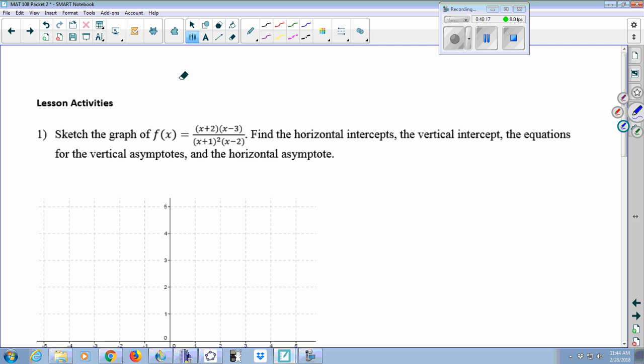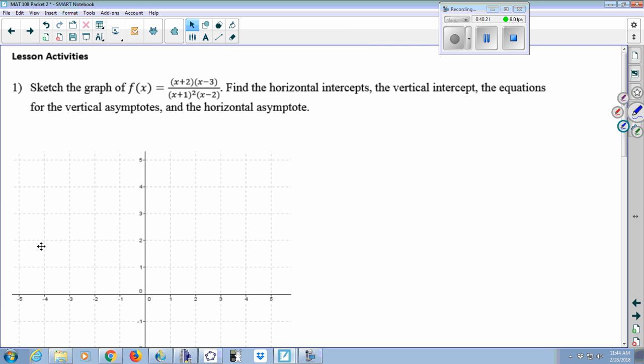And since we're almost running out of time, why don't you just try to get number 1 done. See if you can sketch this particular rational function while I'm here to help you.